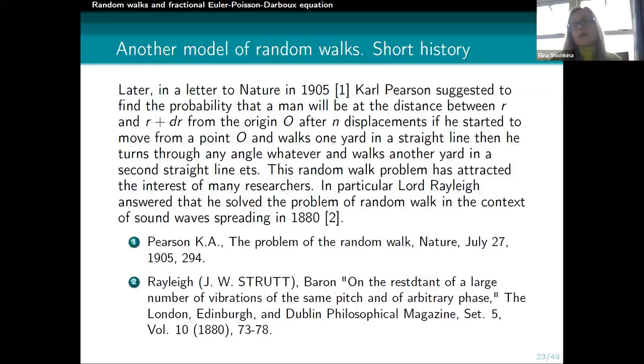In particular, Lord Rayleigh answered that he had solved this problem already 25 years before, but not in the context of the migration problem, because Karl Pearson considered animal migration in connection to this problem, and Lord Rayleigh considered sound wave spreading, and the model was the same. And here we can see the paper of Pearson and the paper of Lord Rayleigh.